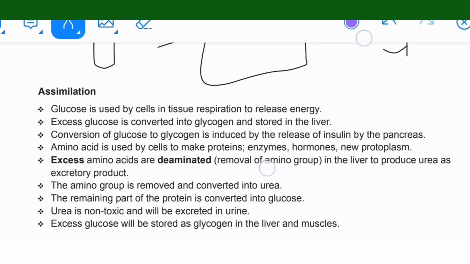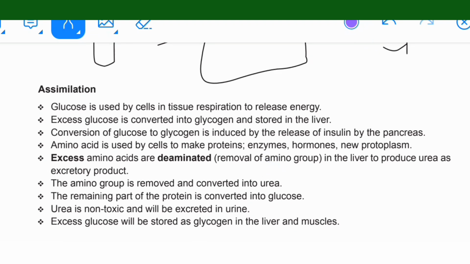Then the last one is assimilation. So glucose is used by cells in tissue respiration to release energy. Okay, so glucose plus oxygen, that's basically the basic process of respiration. So the food will be burned. Let me just use that word, like combustion of glucose. That's also to give you the release of energy, which is an exothermic process in terms of respiration.